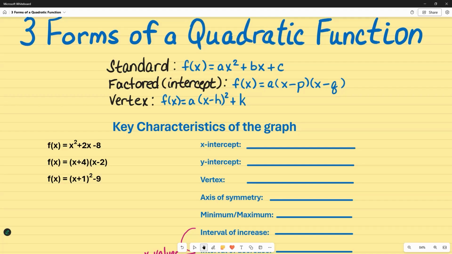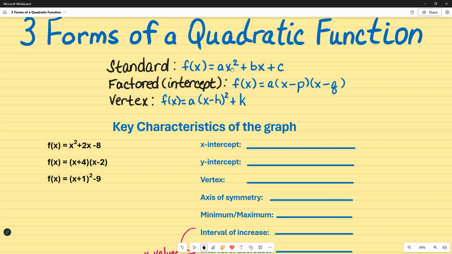Today I will discuss three forms of a quadratic function. So we have standard form, factored form, which is also known as intercept form, that looks like this, and vertex form, that looks like this. When you're looking at each form, you can quickly figure out key characteristics of a graph.